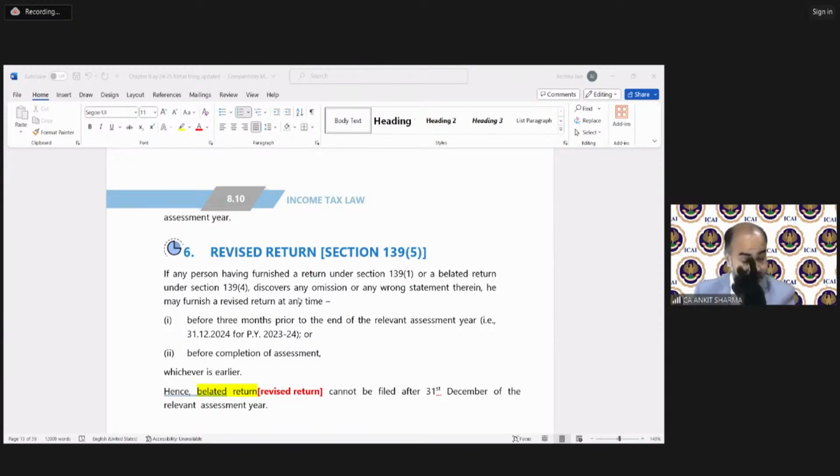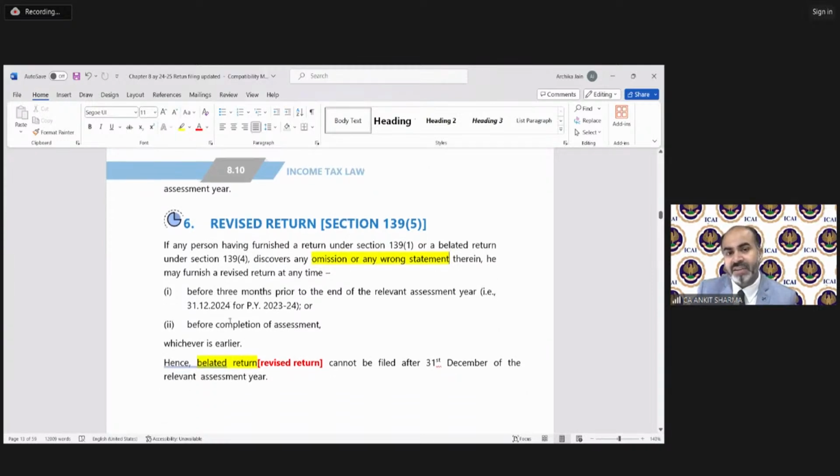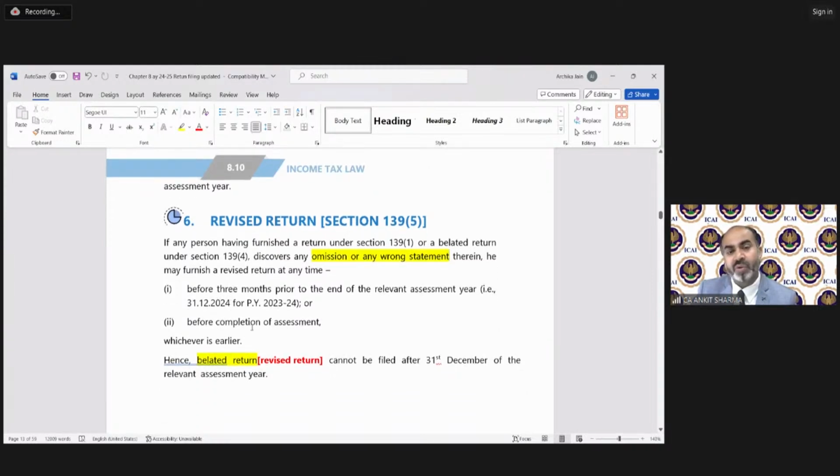So it says, if any person having furnished the return under section 139(1) or belated discovers any omission or wrong statement therein, he may furnish a revised return, same time 31st December or before completion of assessment, whichever is earlier. Hence, belated or revised return cannot be filed after 31st December of the relevant assessment year. So technically till now we can say what is the due date, that will be 31st of July, 31st of October or 30th of November for different kinds of persons.